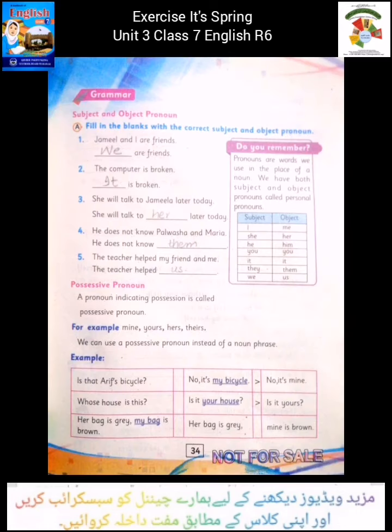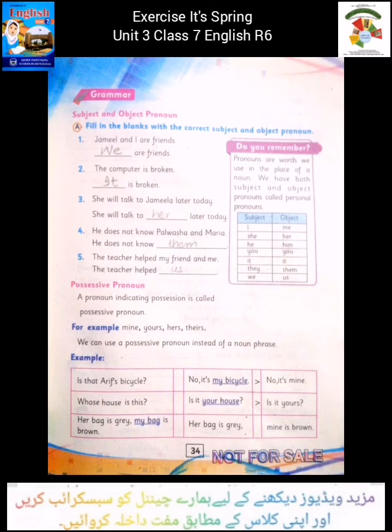Now we will do the grammar part. The first part is subject and object pronouns, filling the blanks with the correct subject and object pronoun. In the side box you can see it's written that pronouns are words we use in the place of a noun. We have both subject and object pronouns, called personal pronouns. A pronoun is basically a word. For example, if I say Aslam is a writer, in the next sentence I won't use Aslam again, but I will instead say he is a good writer. He writes stories. So this is how a pronoun is used.